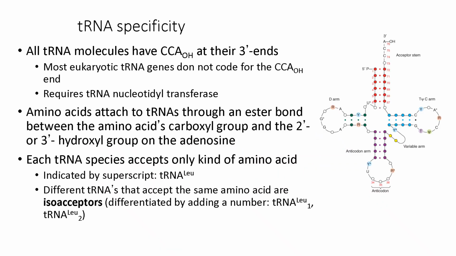All tRNAs share a common structural feature at their 3' ends: the CCA sequence, which is the attachment site for amino acids. Interestingly, most eukaryotic tRNA genes do not code for this sequence. Instead, it is added post-transcriptionally by tRNA nucleotidyl transferase. The amino acid attaches via an ester bond to either the 2' or 3' hydroxyl group of the terminal adenosine. Importantly, each tRNA is highly specific for its corresponding amino acid.